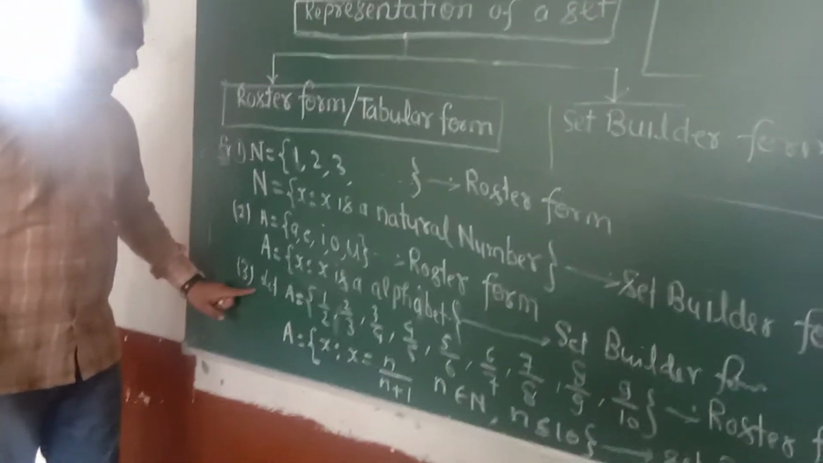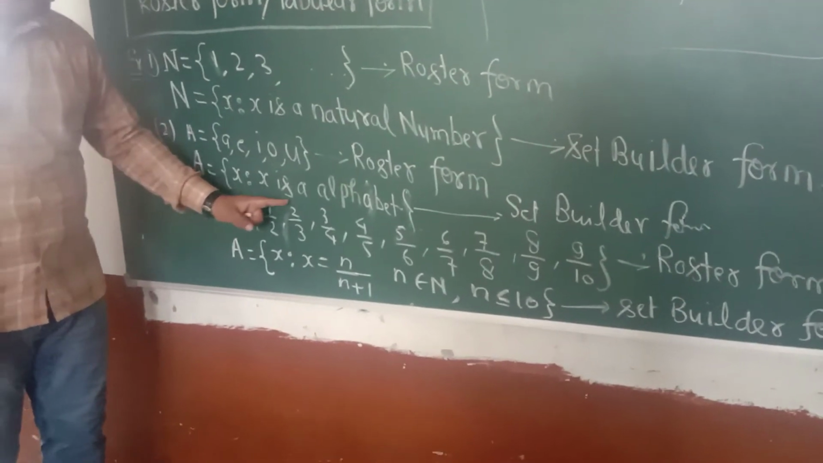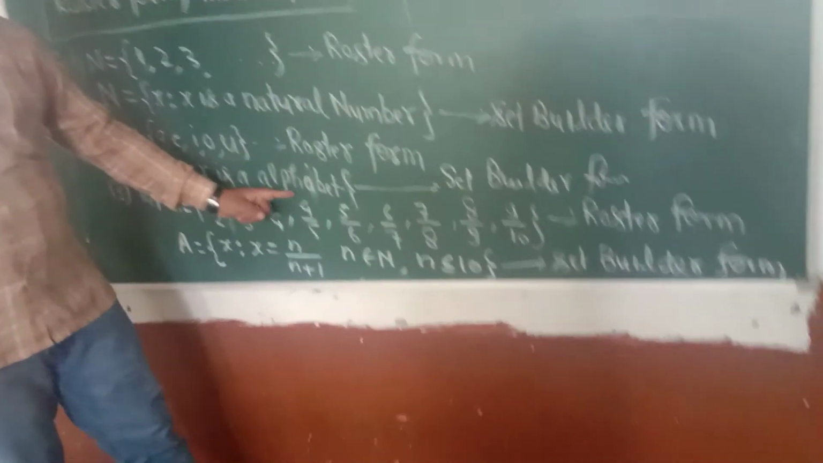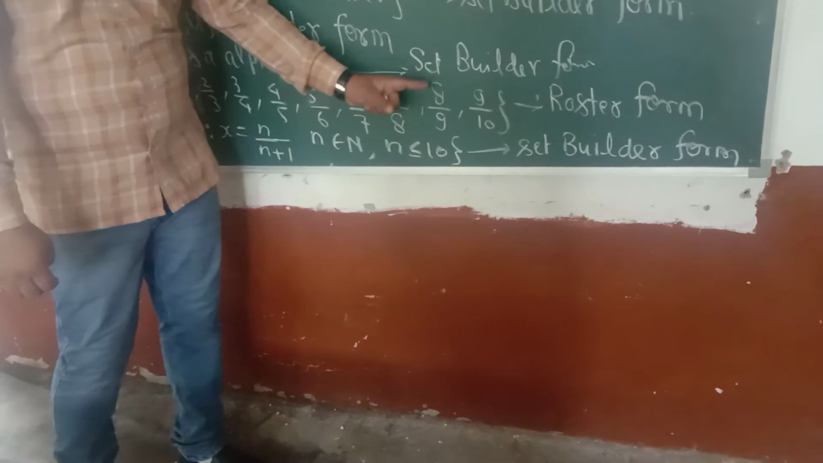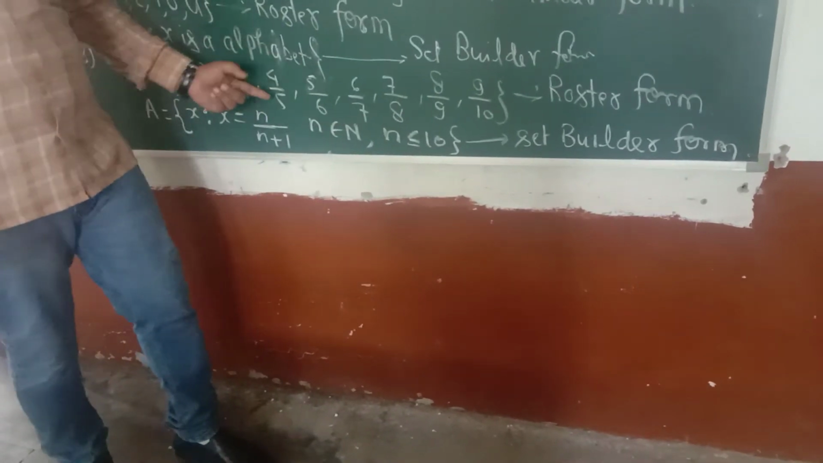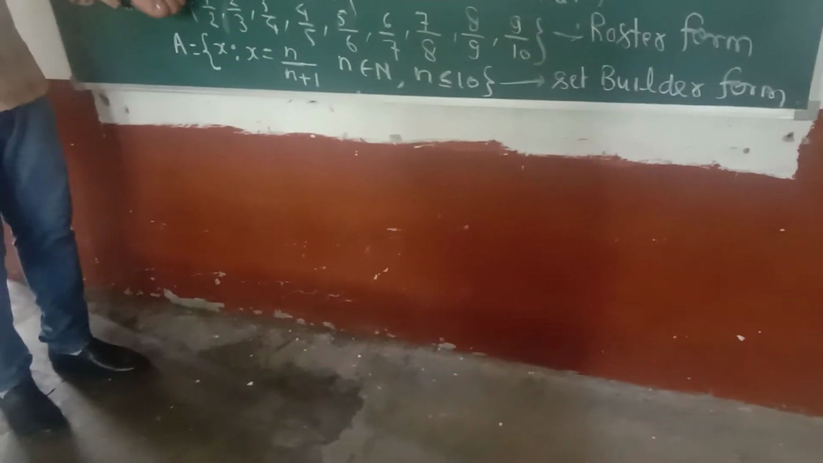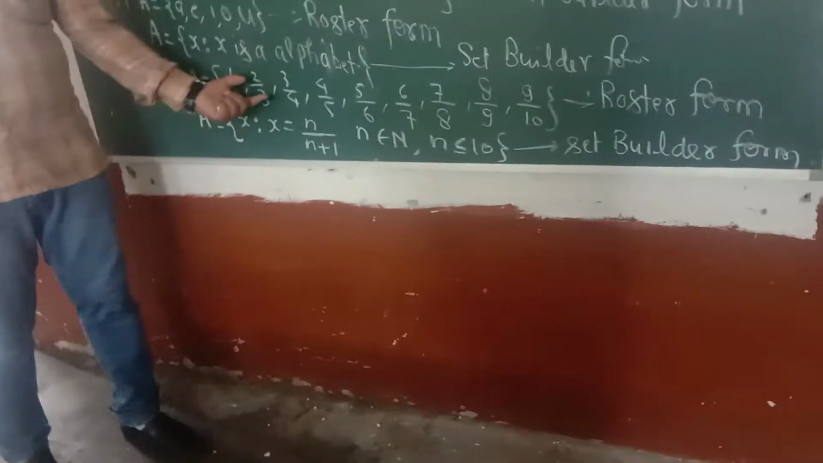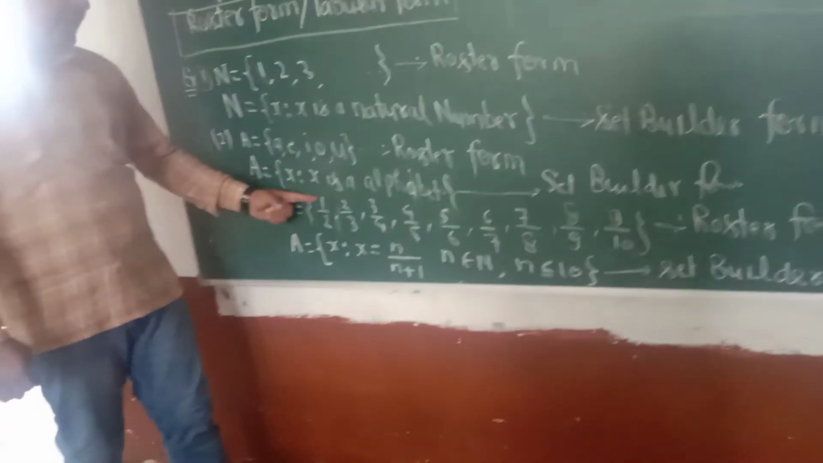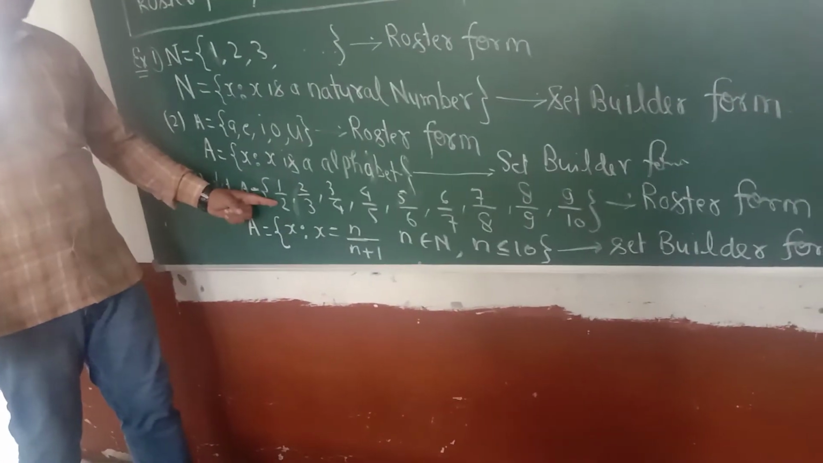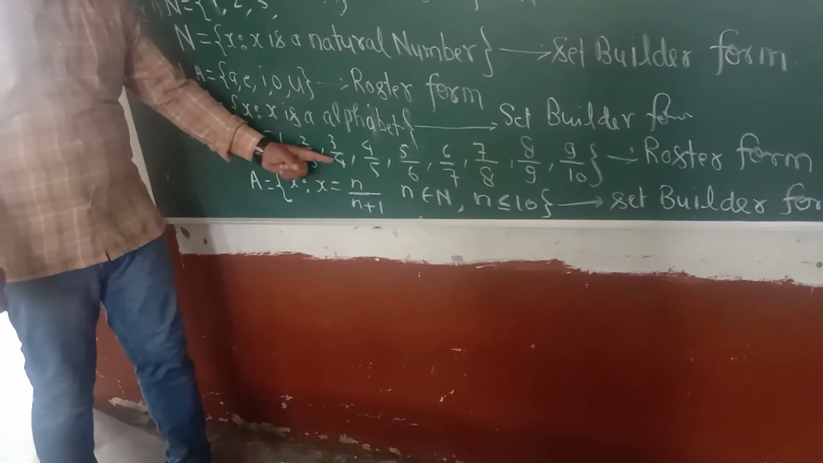And the third example is very important. A is given as 1 by 2, 2 by 3, 3 by 4, 4 by 5, 5 by 6, 6 by 7, 7 by 8, 8 by 9 and 9 by 10. This is in roster form. How do you write it in set builder form? You have to check its criteria. Suppose that this is n. You see that 1 increases over here. This is 2, 1 increases. This is 3, 1 increases.